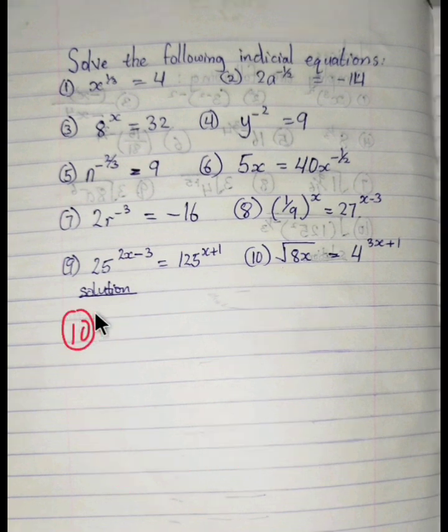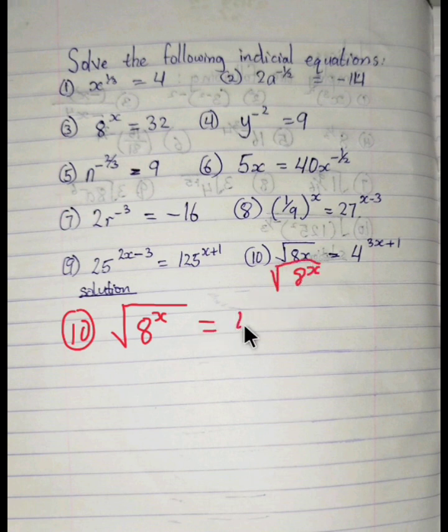Number 10, we have square root of 8 raised by x. It should be 8 raised to x, not 8x. So it should be square root of 8 raised by x, is equal to 4 raised by 3x plus 1. We can square both sides, or we write it in this form before we do that. If you want to transform this, that is going to be 8 raised by x. The square root is 1 over 2. On the other side, we still have 4 raised to 3x plus 1.